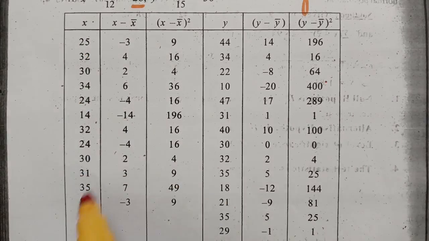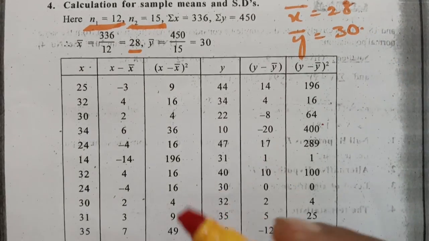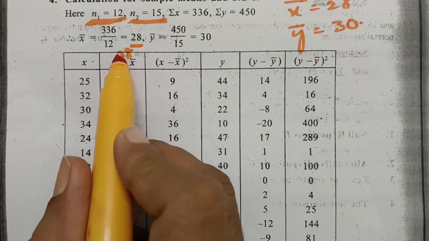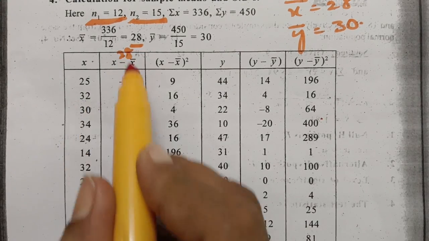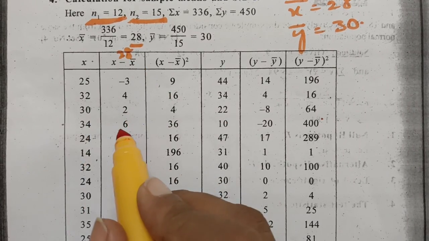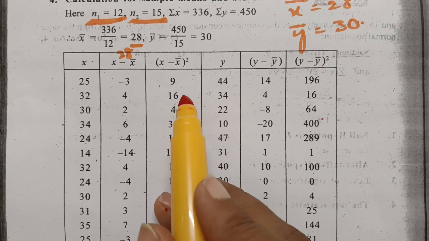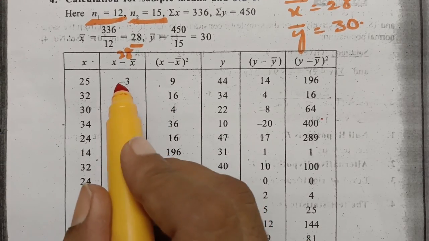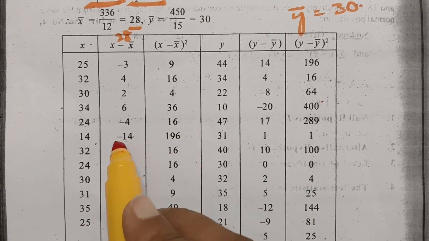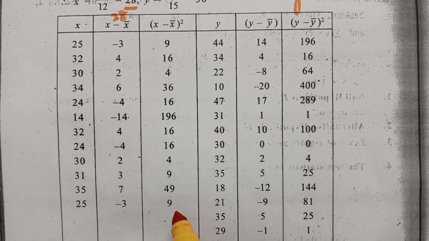And this is x bar. What is x minus x bar? x bar is 28, so we have to subtract each and every value from 28. 25 minus 28 is minus 3. 32 minus 28 is 4. 30 minus 28 is 2. 34 minus 28 is 6. And so on. We have to build the second column, and then make the squares out of this. Minus 3 whole square is 9, 4 square is 16, 2 square is 4, 6 square is 36, minus 4 square, and minus 14 square is this one. So we have to fill the third column.